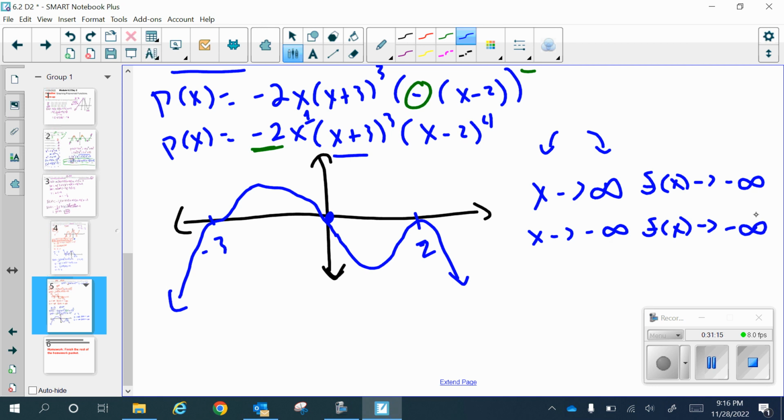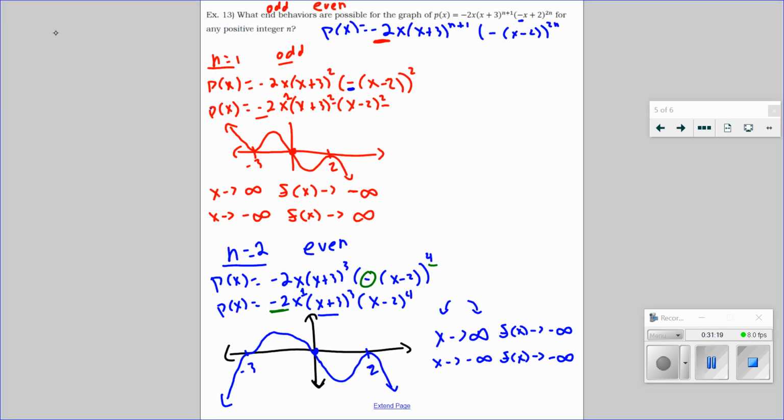And that's it. That's it for the lesson, guys. Let me put this in full screen as well so you can see all the work. So take a picture, pause it, do whatever you need to do. But this is the work for number 13. Hopefully this was helpful, guys.